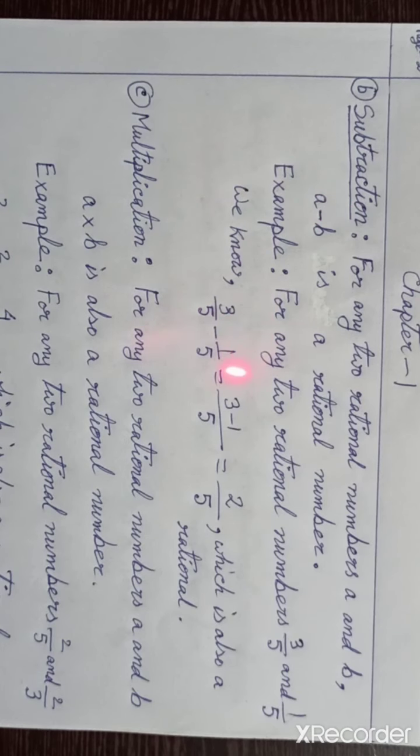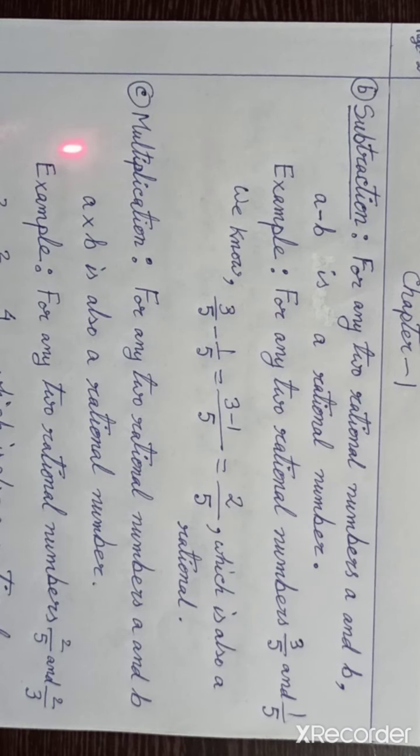Example, for any two rational numbers 3 by 5 and 1 by 5, 3 by 5 minus 1 by 5 is equal to 3 minus 1 by 5. If we subtract these two, we get 2 by 5, which is also a rational number. So it says that rational numbers are closed under subtraction.